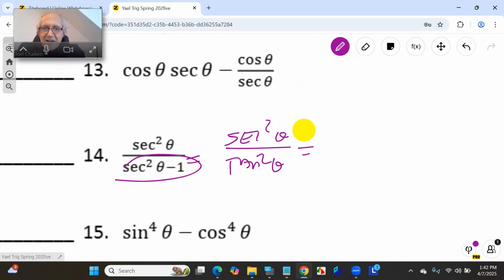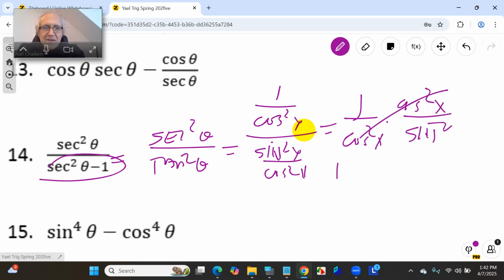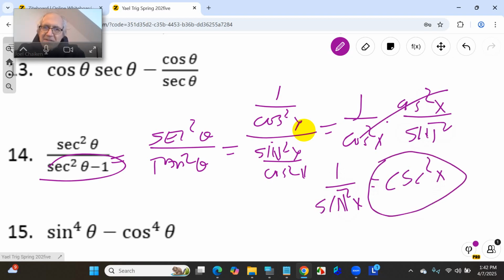So here we go again. Convert everything to sines, cosines, and hope for the best. This is 1 over cosine squared theta. And this is sine squared theta over cosine squared theta. You do the complex fraction again. 1 over cosine squared x, I'm changing to x, whatever, doesn't matter, times cosine squared x over sine squared x. Those cancel. You get 1 over sine squared x. And we all know that that is cosecant squared x. So the answer is cosecant squared x.